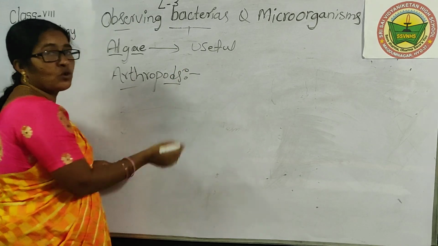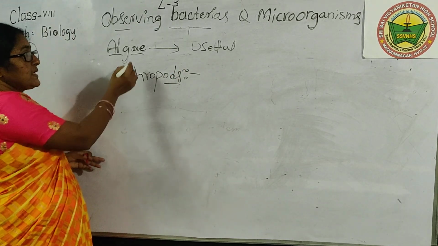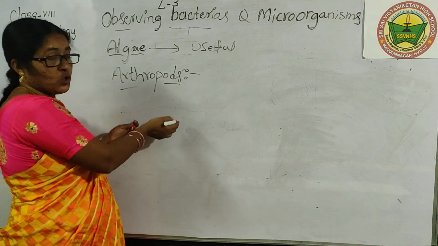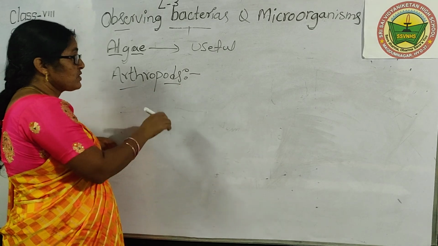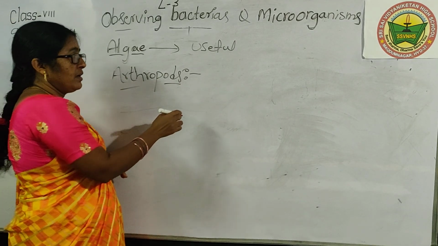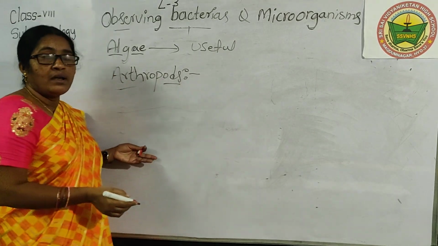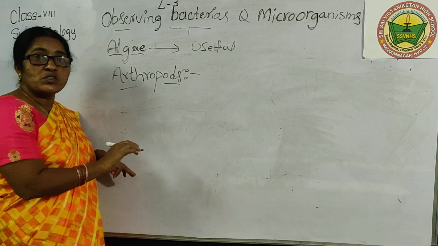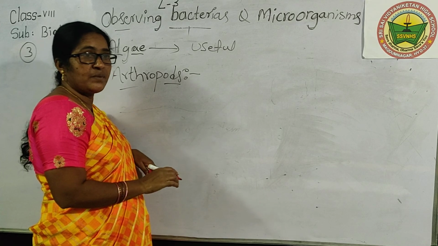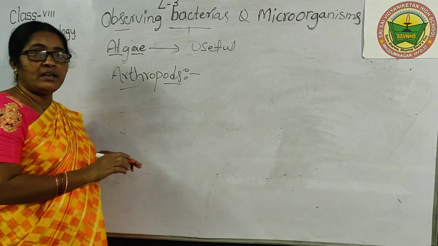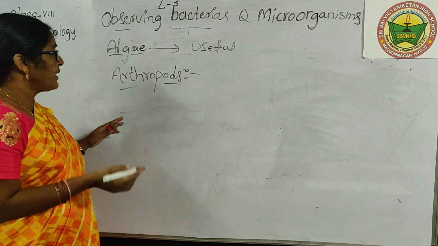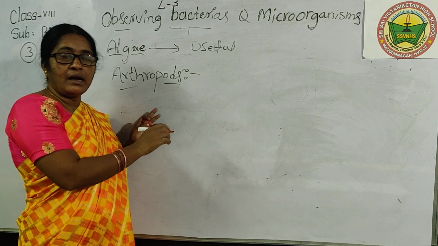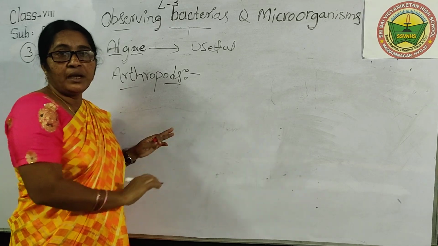Mostly they are living in soil. So whenever living in soil, they are also adding good nutrients to the soil. Nutrients mean increasing the soil fertility. Whenever the nutrients are increased in the soil, they are helpful for growing the crops.